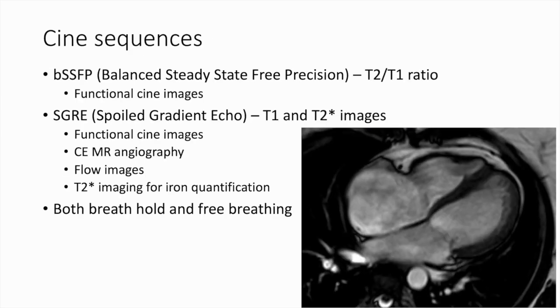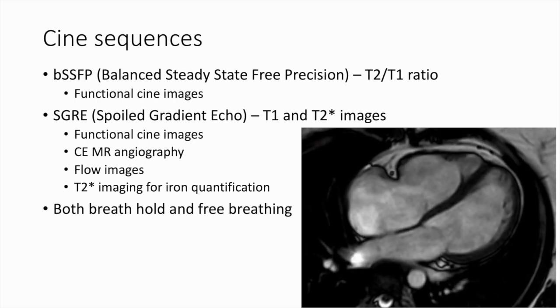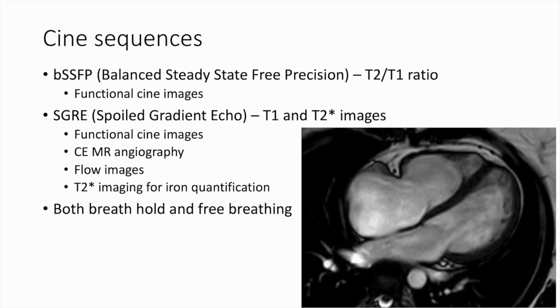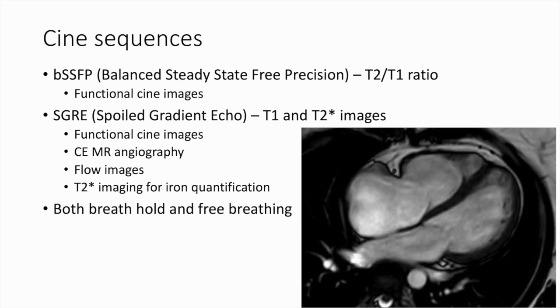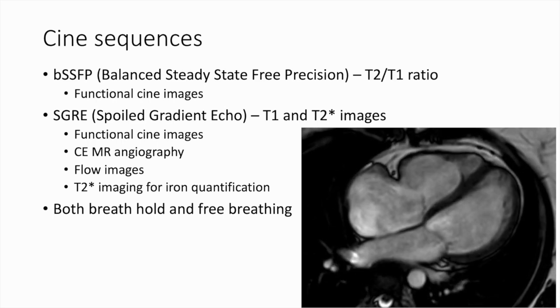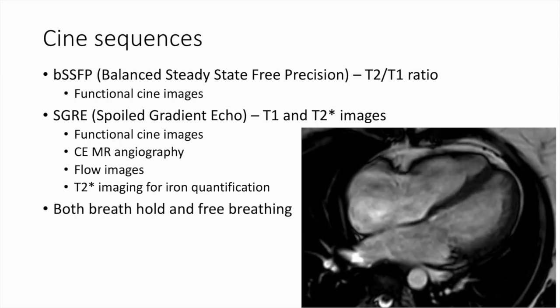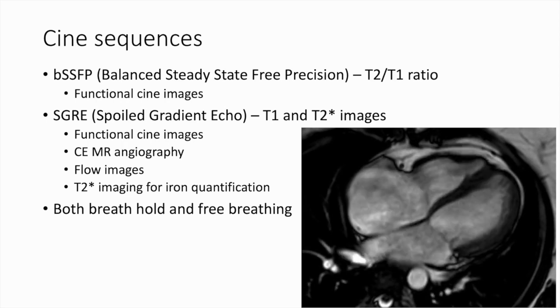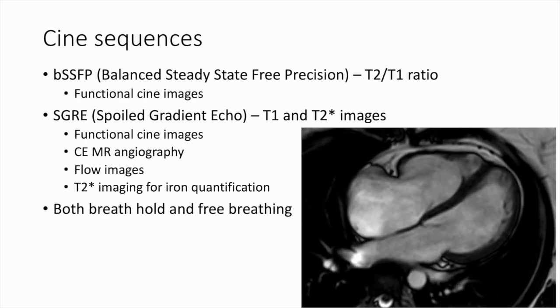Two types of gradient echo sequences can be used for Cine images. The first is a balanced steady-state free precession image, which is used for functional Cine imaging, and here the tissue contrast is dependent on the T2 by T1 ratio. The second sequence is the spoiled gradient echo sequence, which can be used for functional Cine imaging, for contrast enhanced MR angiography, for flow images, and in T2 star imaging for iron quantification. Both these sequences can be used as breath hold as well as free breathing sequences.